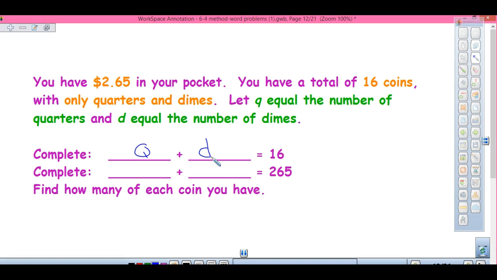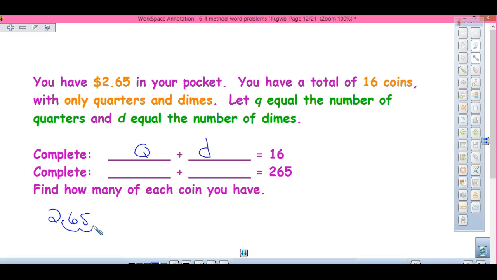Okay, now, this told us that there was $2.65. But this has 265. So how many places did they move our decimal? 2. Because 2.65 to get to 265, they moved it 2 places, right?